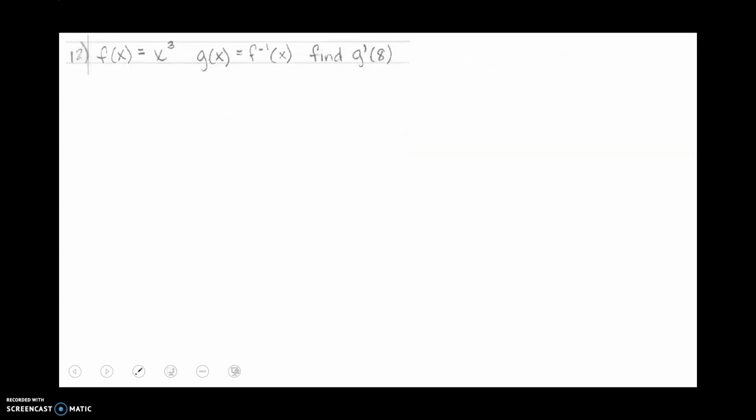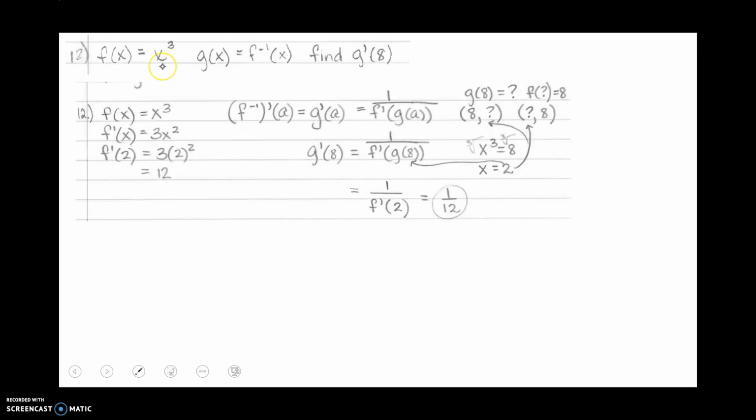All right, then for number 12, we want to find the derivative of the inverse. All right, so they tell me that my function is x cubed, and they want me to find the derivative of the inverse at 8. So to do that, this is the formula that I have to know. So I can go through then and say, first off, I need to find g of 8. If I want to know what g of 8 is equal to, that's going to be the ordered pair 8, something. Remember that on the inverse, x and y switch places.